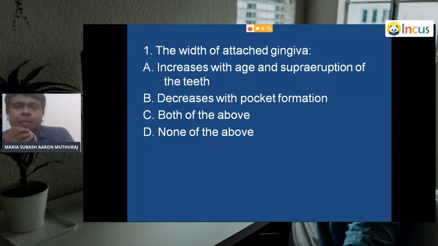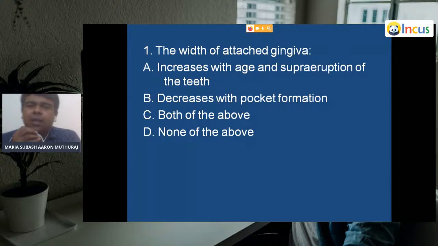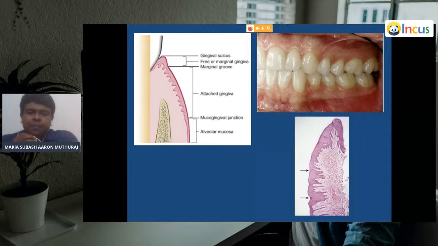First question is the width of attached gingiva. The width of attached gingiva, option A, increases with age and supra eruption of teeth and decreases with pocket formation, both of the above, and none of the above. Actually, gingiva has three parts: free gingiva or marginal gingiva, and attached gingiva.